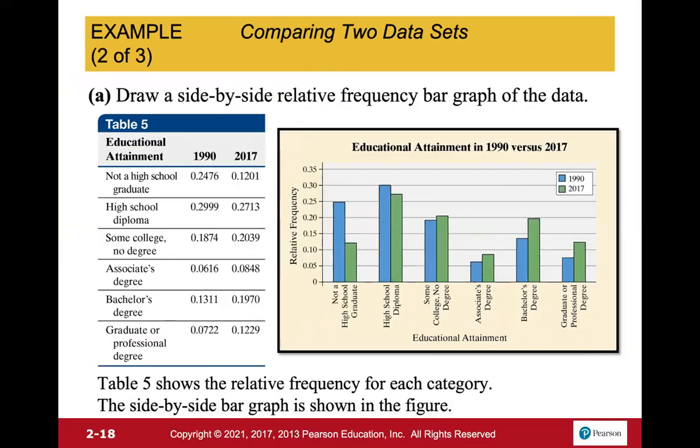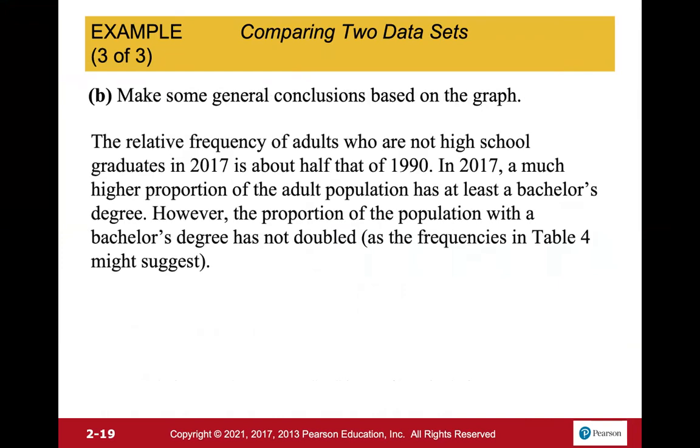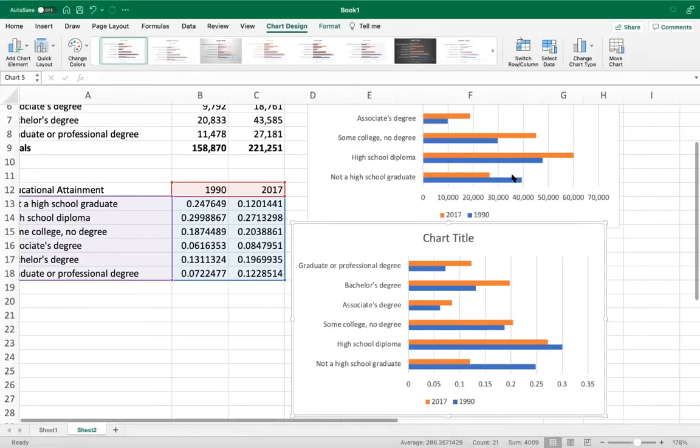All right, so now that we have that, using the relative frequency does help, especially with stuff like that. So, comparing two data sets, part B: make some general conclusions based on the graph. The relative frequency of adults who are not high school graduates in 2017 is about half that in 1990. In 2017, a much higher proportion of the adult population has at least a bachelor's degree. However, the proportion of the population with a bachelor's degree has not doubled, as the frequency in table 4 might suggest. So yeah, it has not doubled.